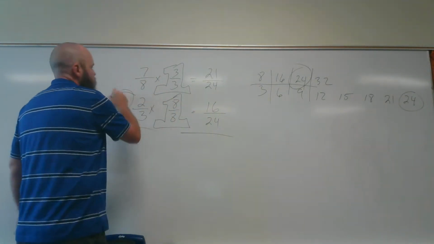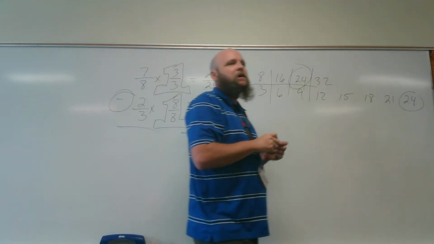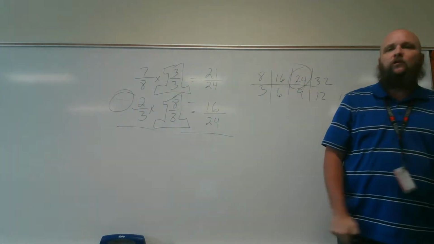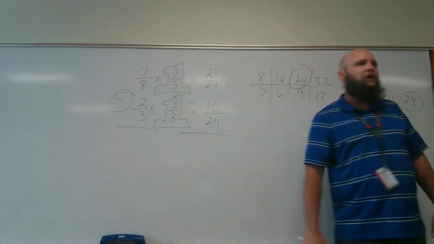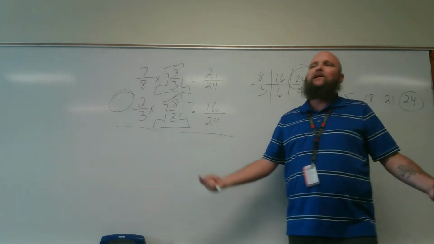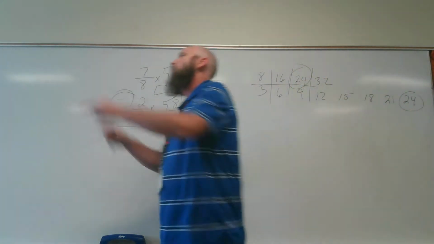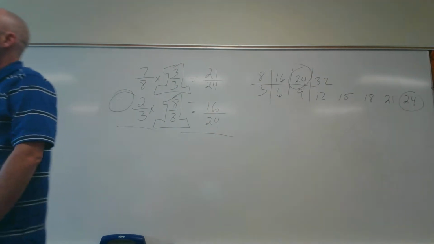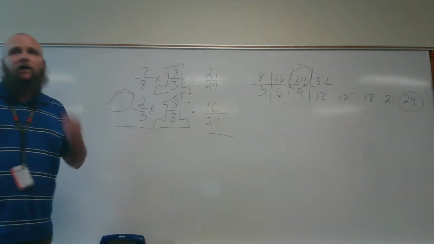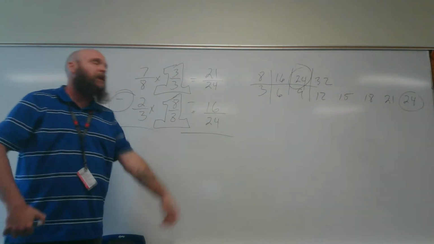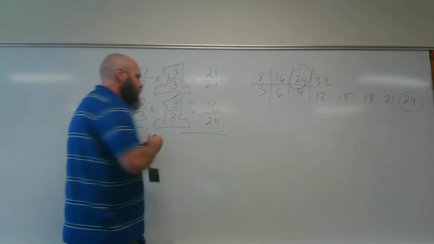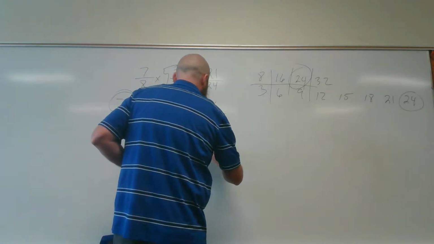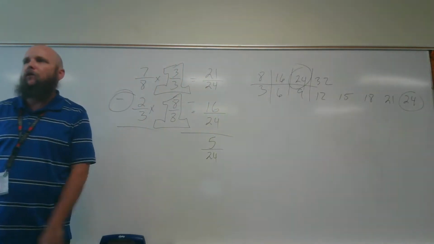It is a subtraction problem. Do not mess that up and add. Because if this were a multiple choice problem on a test, I might put the addition answer on there, because that's the way I am. All right. Now we have to subtract. 21 minus 16 is 5, and the denominator stays the same. 5/24. So we need to see if we can simplify.